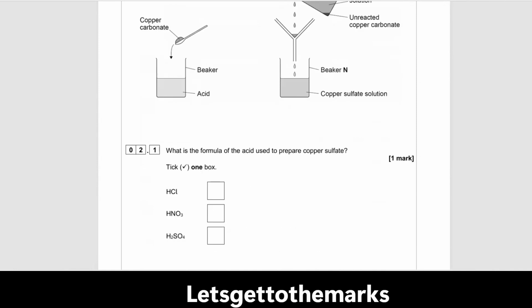Okay, let's zing down. What is the formula of the acid used to prepare copper sulfate? If you want to make a sulfate salt, you need sulfuric acid. If you want to make a chloride salt, you need hydrochloric acid. If you want to make a nitrate salt, you need nitric acid. If you want to make a phosphate salt, you need phosphoric acid. So you get the idea. Which one of these is the sulfuric acid symbol? It's this one, H2SO4. That was nitric acid. That would make you nitrate salts. That's hydrochloric acid. That would make you chloride salts. Anywho, let's move on.